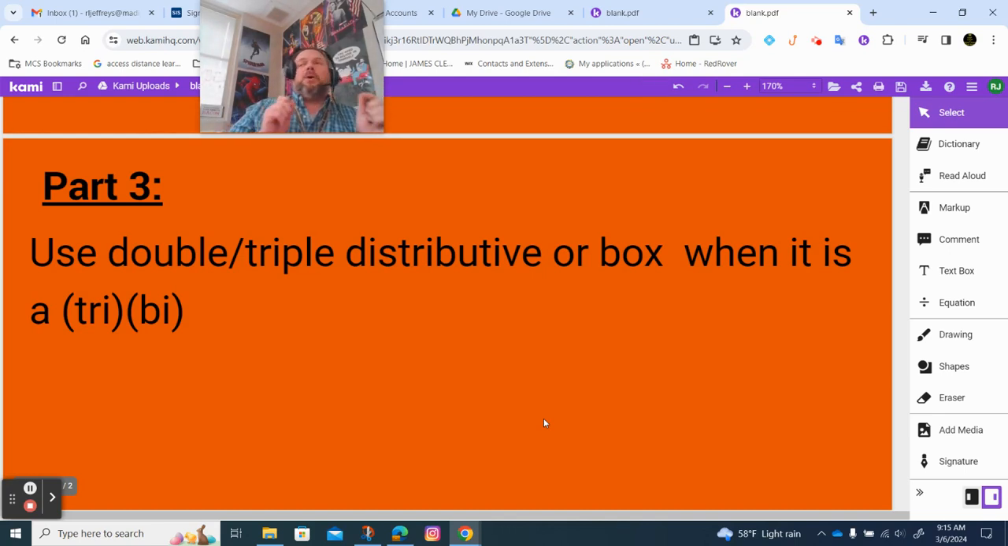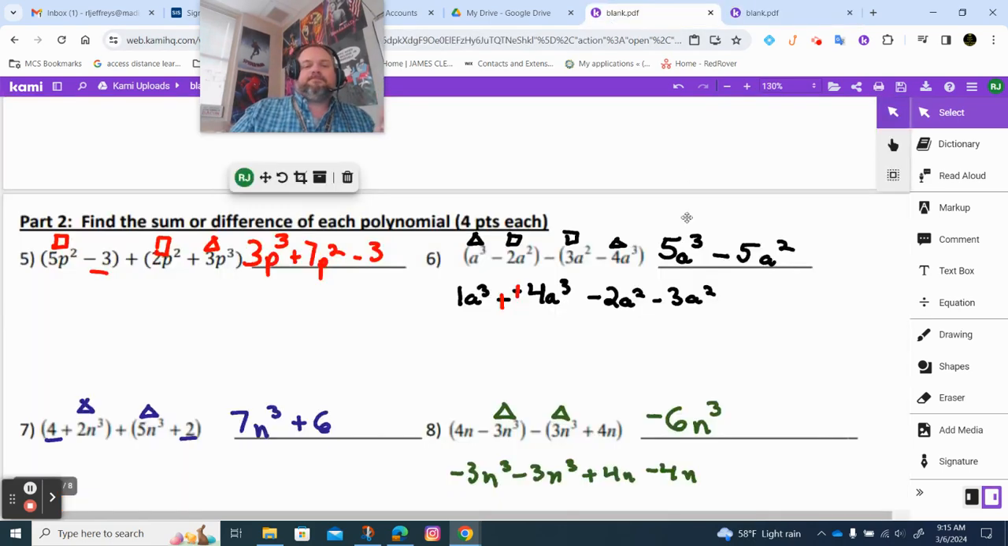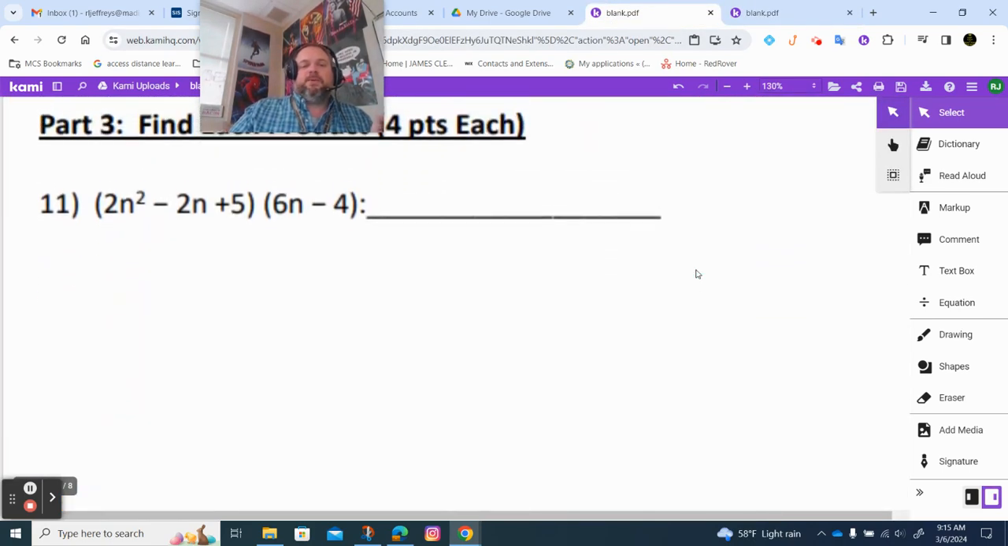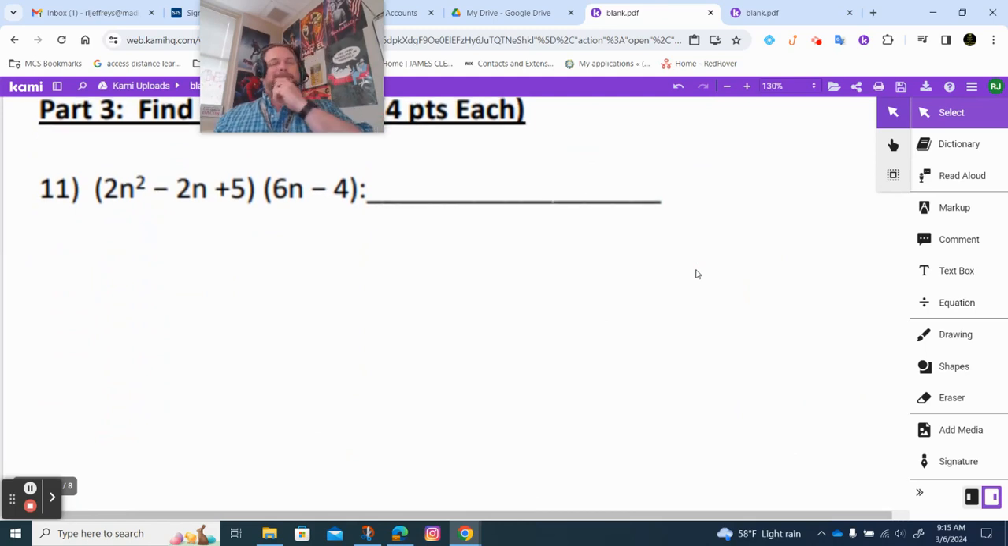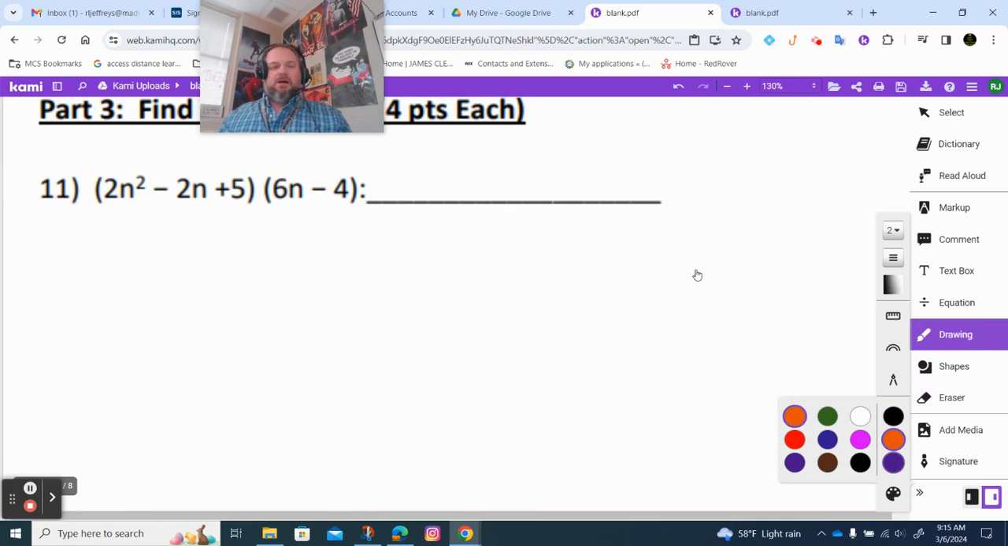All right. Part three. The first problem on part three is going to look like our first problem on part three of our practice test. All right, I'm going to try to set all of these up, so just bear with me.